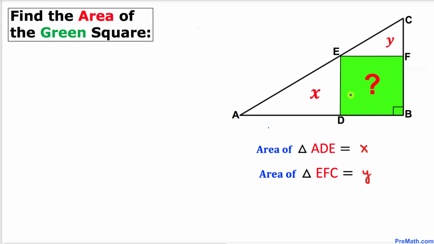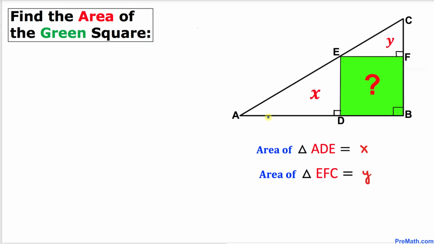We have got this green square EFBD that is inside this triangle ABC, as you can see in this figure. Moreover, the area of this right triangle ADE is X, and the area of this other right triangle EFC is Y. And now we are going to calculate the area of this green square.